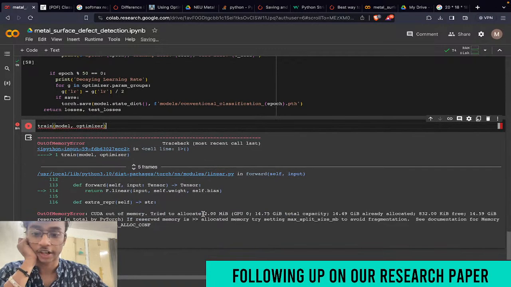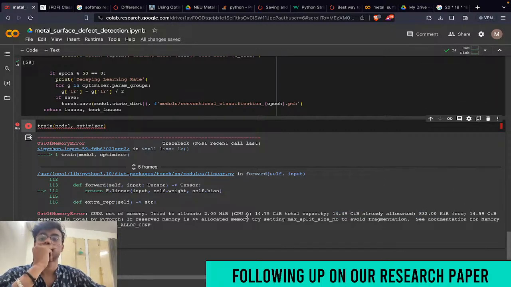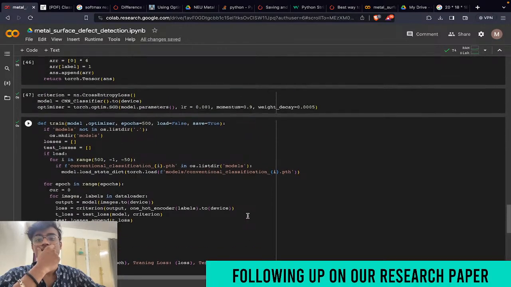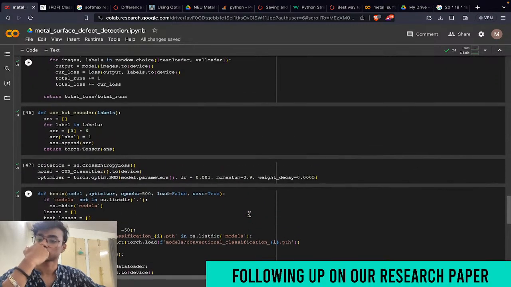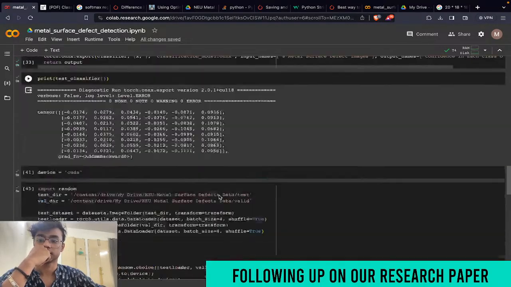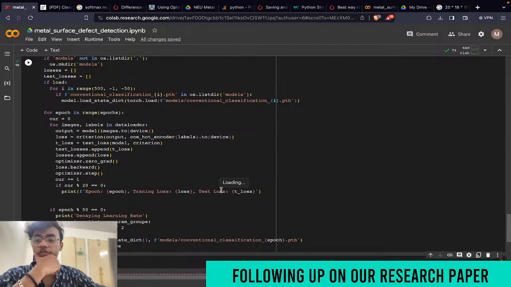Okay, we encountered an error: CUDA out of memory, tried to allocate 2 MB, 14.75 GB capacity, 14.4 GB already allocated, 832 KB free. Okay, so the batch size is too large. Let's reduce the batch size then. There is no other option. We can't do it; we would need a larger GPU to train.